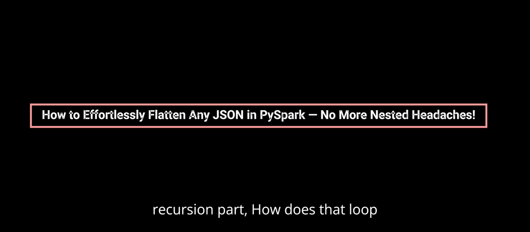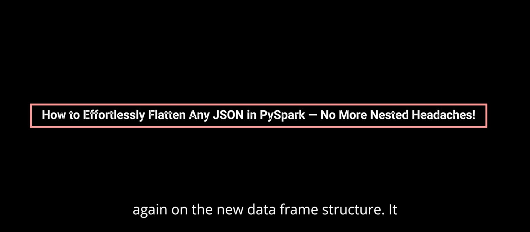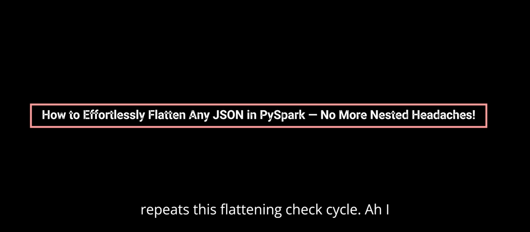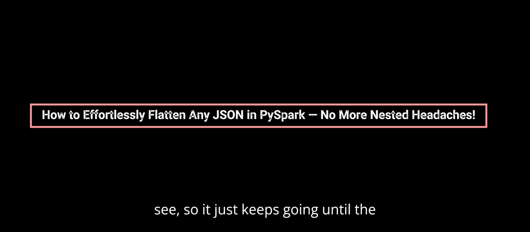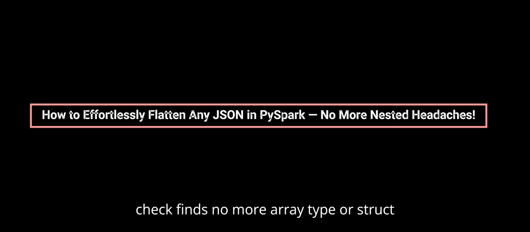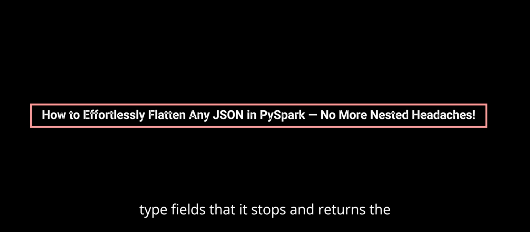But the recursion part, how does that loop eliminate the need for manually unwrapping everything yourself? That's the magic. Yeah, precisely. Here's where it gets really interesting. The function is the loop. After it does a pass exploding arrays, expanding structs, it looks at the resulting data frame again. It checks: are there still any complex types left? If yes, it just calls itself again on the new data frame structure. It repeats this flatten and check cycle. I see. So it just keeps going. Until the check finds no more array type or struct type fields. Then it stops and returns the completely flat data frame.